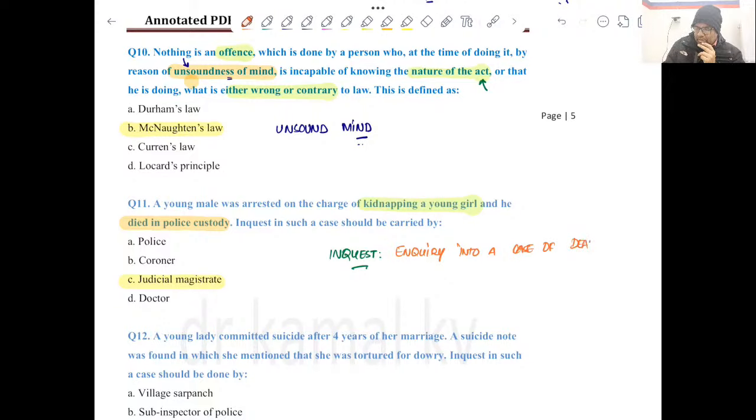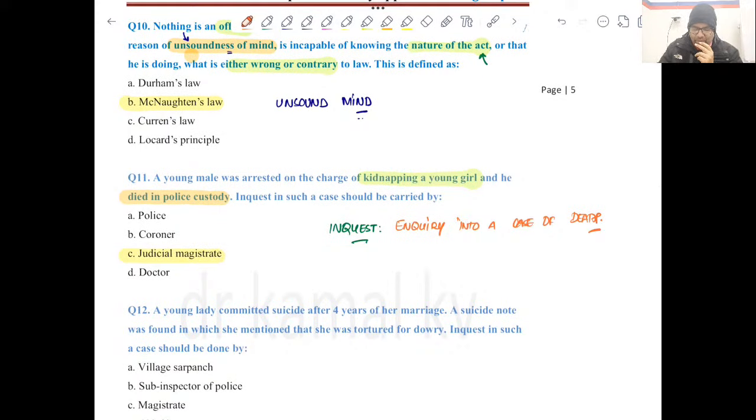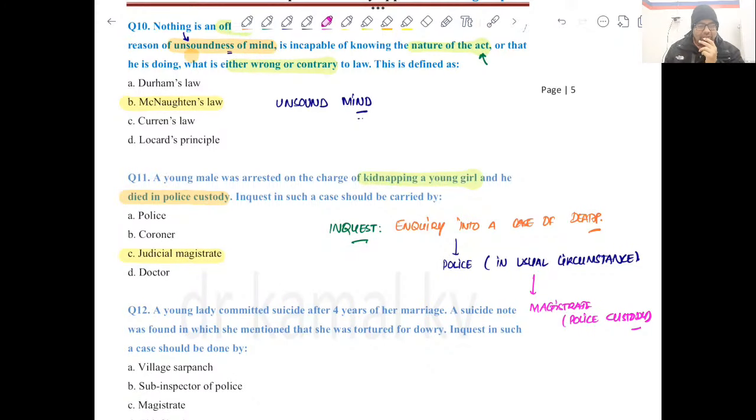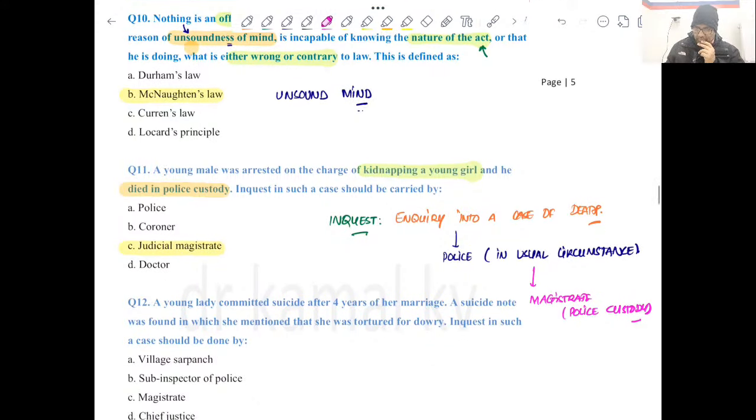So if there is death under usual circumstances, it is always a police which comes, right? So police in usual circumstances. But if there is death under police custody, then it has to be magistrate. So magistrate in cases of police custody, right? So here the answer is judicial magistrate.